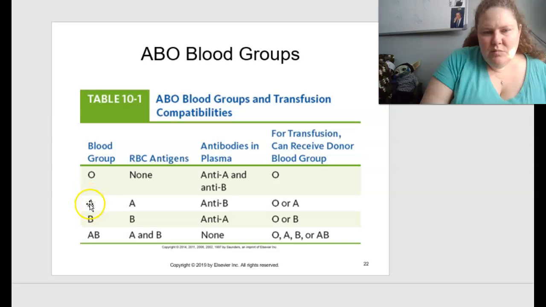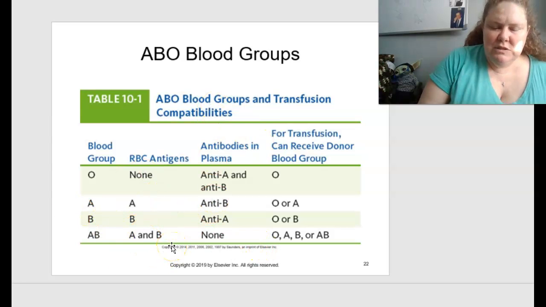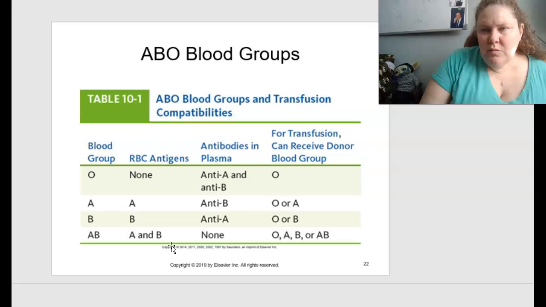Okay, you can see the blood group A has A antigens, and they have anti-B, which means if they received B blood, then they would attack it, and it would cause a lot of problems. Same with B. AB is blended. Okay, so this is just the compatibility and who can have what.